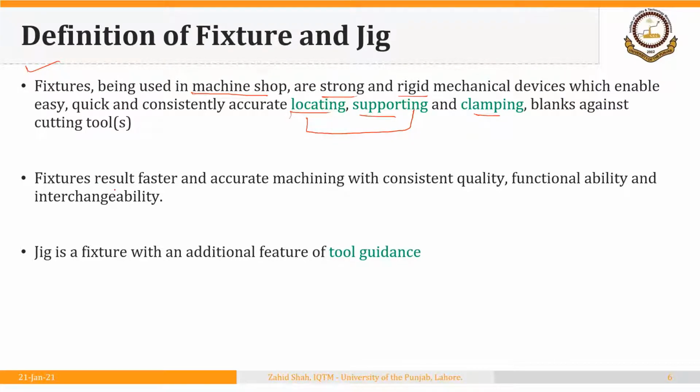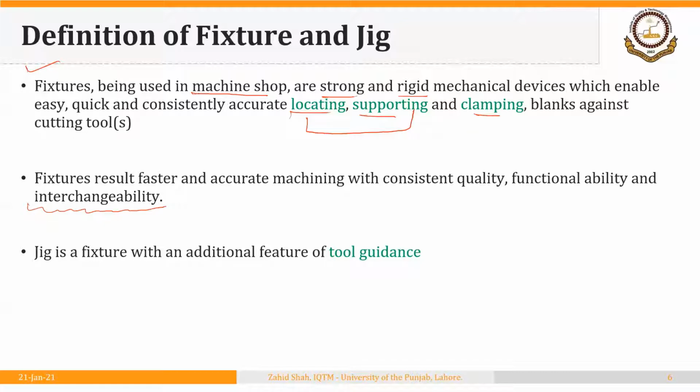So fixtures result in faster and accurate machining with consistent quality, functional ability, and interchangeability. So that is a very important benefit of fixtures and jigs, that we are able to repeatedly load the workpiece in the fixture and jig in the required orientation so that the parts made are within the same range of variation. They have the tolerance, they have the limits within the allowed range, so we can use them interchangeably.